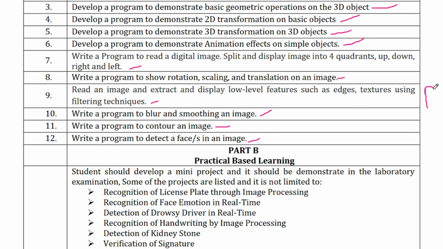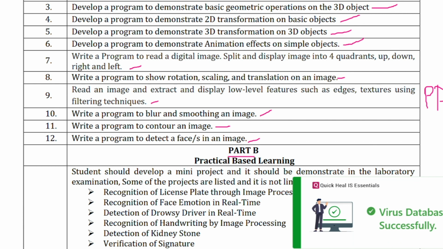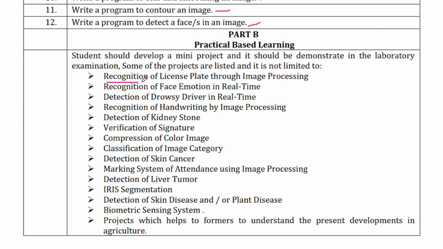It contains 12 practical programs. Next, part B is the mini project. In part B, students are required to develop a mini project and demonstrate it during the laboratory examination. Some of the suggested projects: the first project is recognition of a license plate through image processing, recognition of face emotion in real time, detection of drowsy driver in real time. The fourth project is recognition of handwriting by image processing. The fifth project is detection of kidney stone.